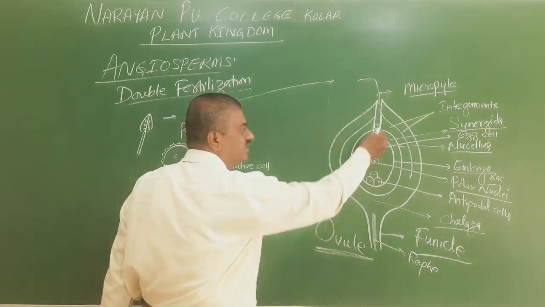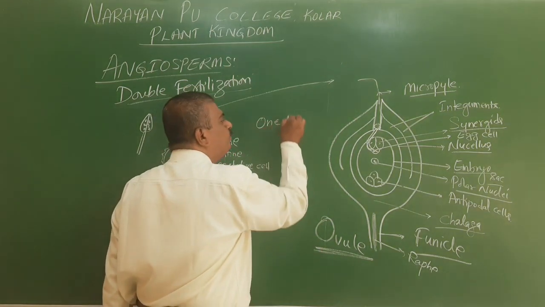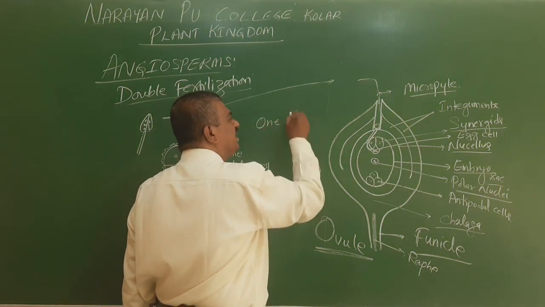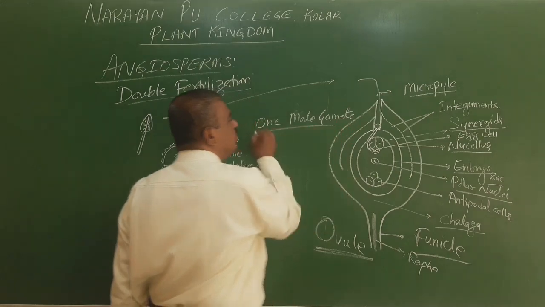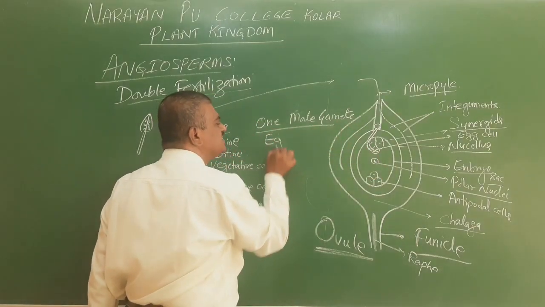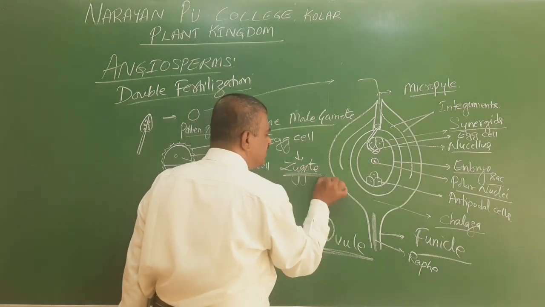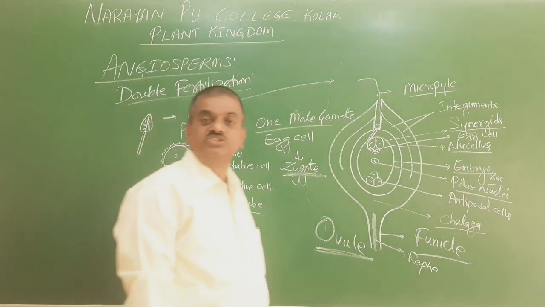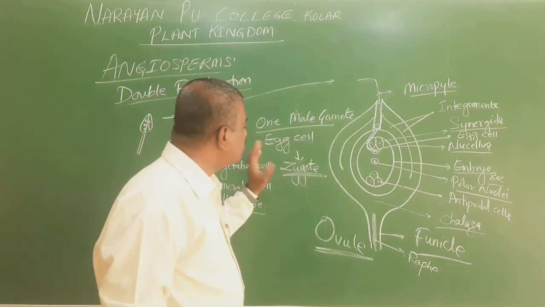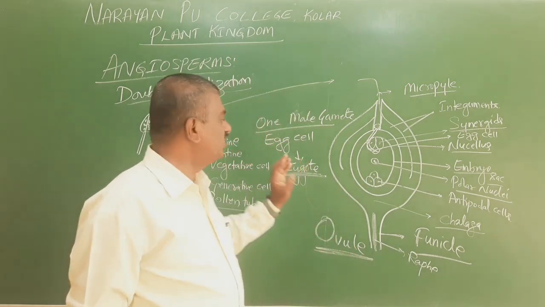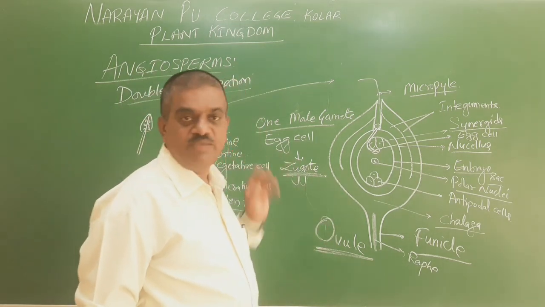So I am repeating that. In the pollen tube, there are two male gametes. One male gamete fuses with the egg cell to give rise to the zygote. This is called fertilization. The fusion of the male gamete and the female gamete, called the egg or ovum, is called fertilization, and the zygote is formed. Fertilization is also called syngamy.